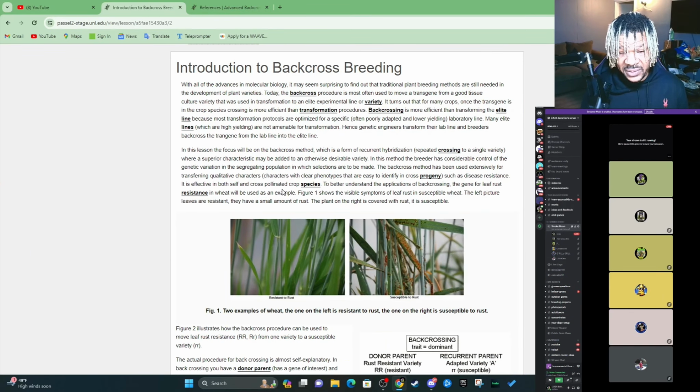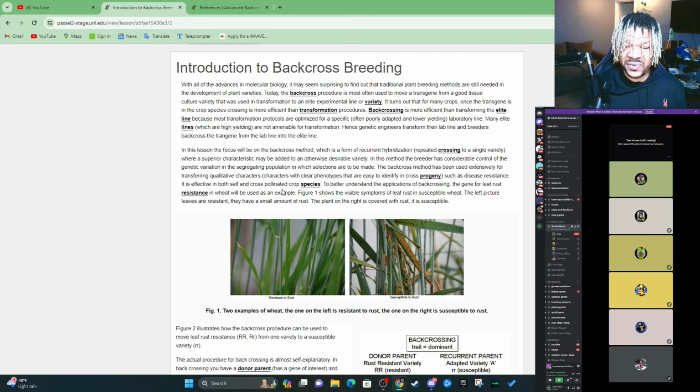In this lesson, the focus will be on the backcross method, which is a form of recurrent hybridization, repeated crossing to a single variety where a superior characteristic may be added to an otherwise desirable variety. In this method, the breeder has considerable control over the genetic variation in the segregating population in which selections are to be made. Backcross method has been used extensively for transferring qualitative characters with clear phenotypes that are easy to identify in cross progeny.